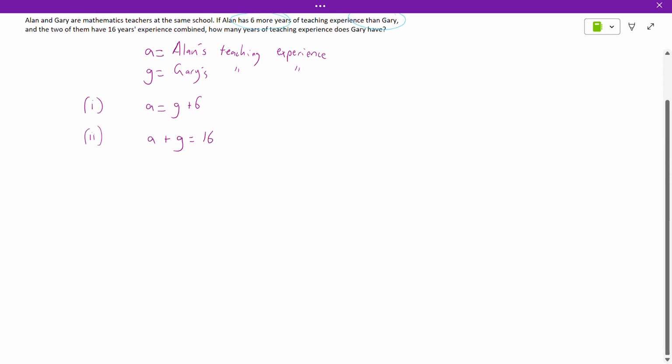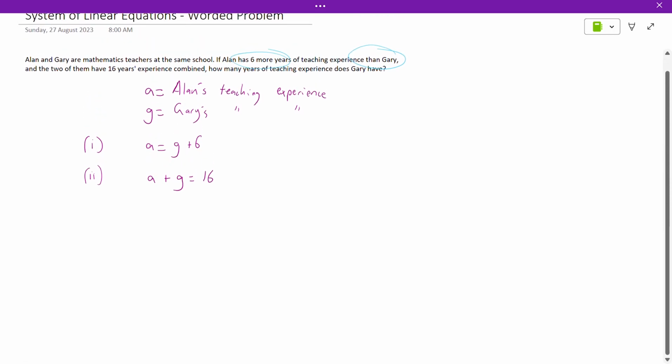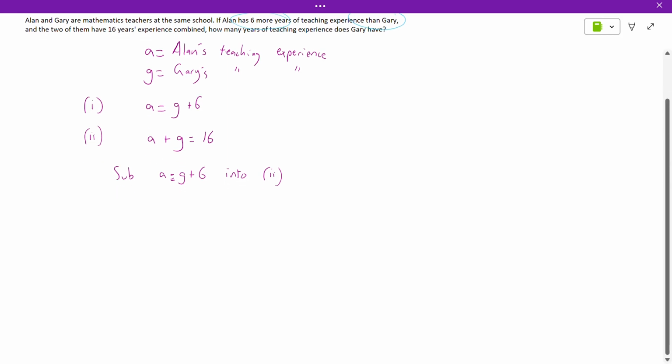Now we can get on to actually solving this. If my first equation here is A equals G plus 6, and my second equation has a variable in terms of A, what that means is I can sub A equals G plus 6 into equation 2. Basically anytime you see an A, instead of writing A, you're just going to write G plus 6. So let's have a look.